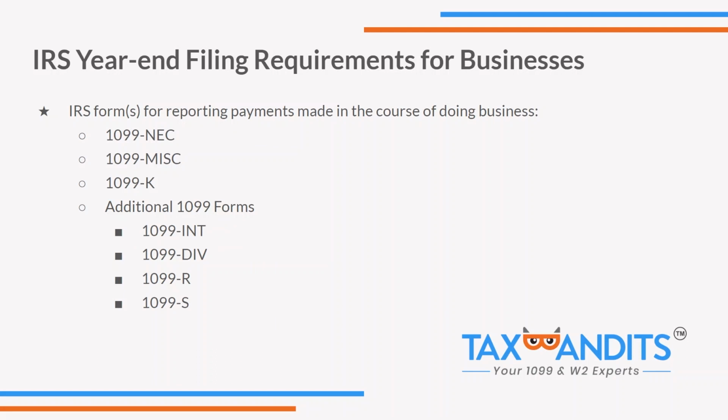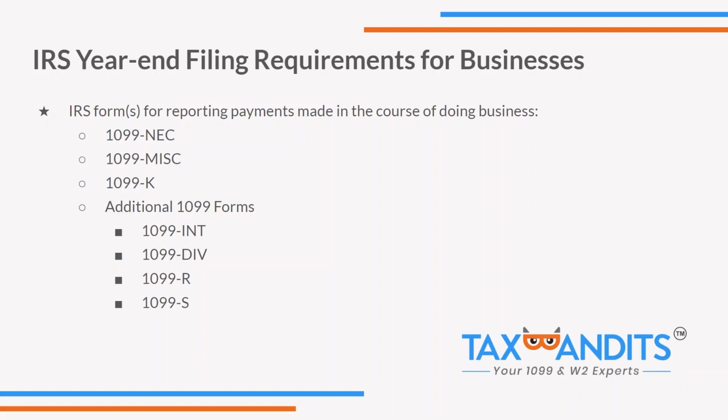There are also a number of forms businesses may need to file to report payments made in the course of doing business, such as the Form 1099 NEC that's used for reporting non-employee compensation, the 1099 miscellaneous that reports various types of miscellaneous income, the 1099-K, which is used to report payment card and third-party network transactions, and we'll actually get into these three forms more in just a little bit.